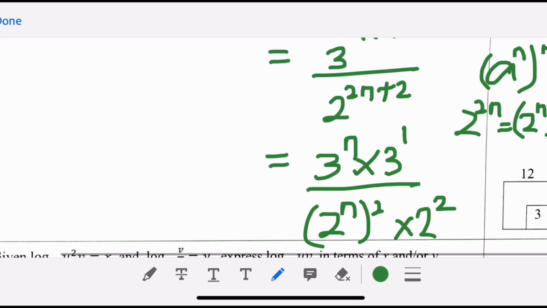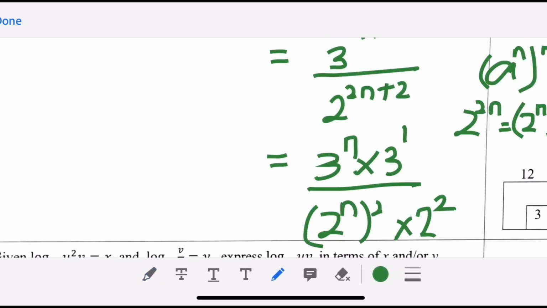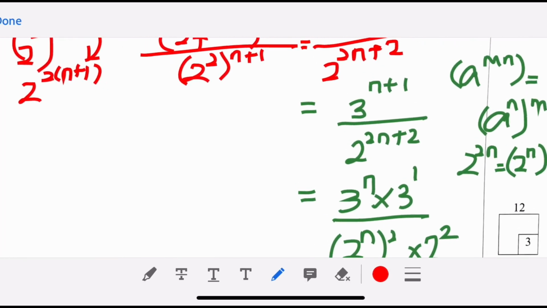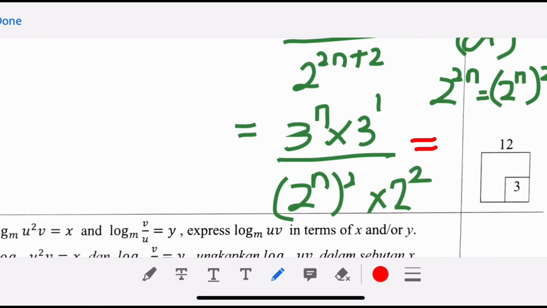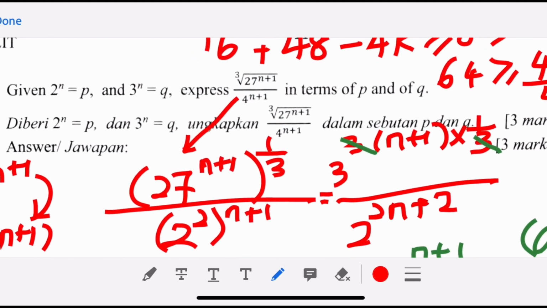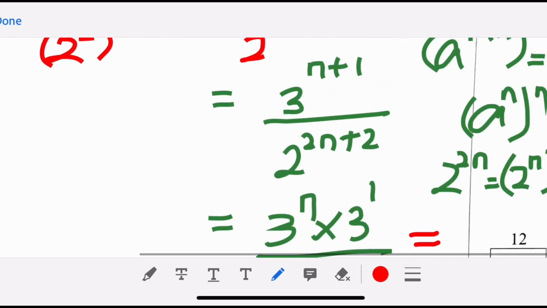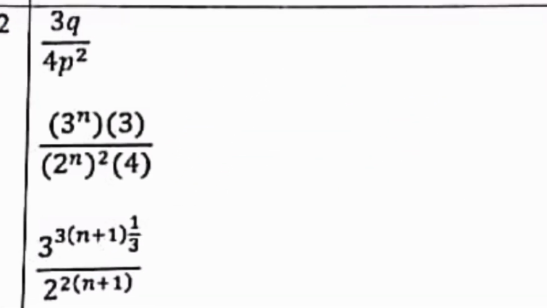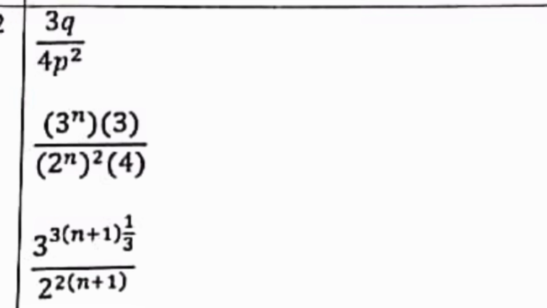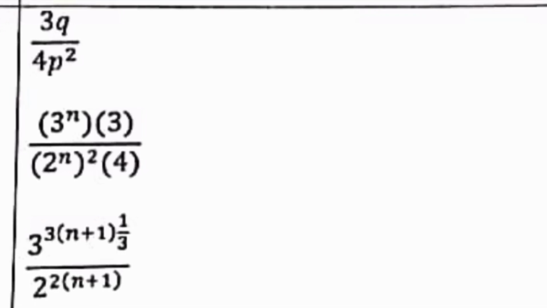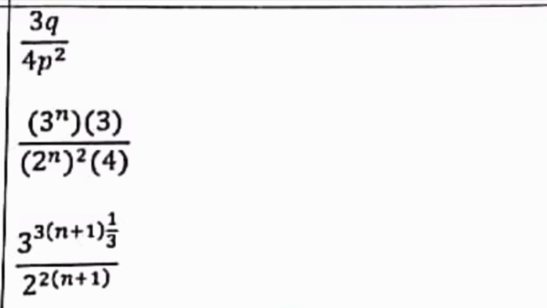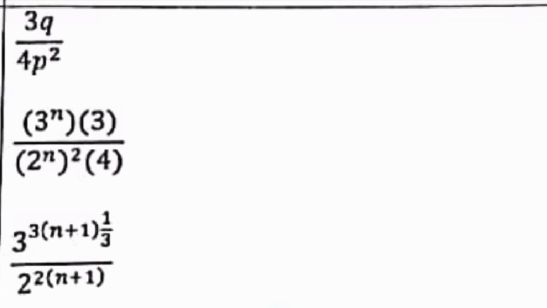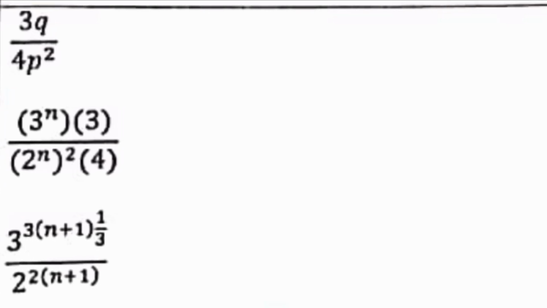Now we are applying the indices law in the reverse way. So now you can substitute the 3 power n as q. Alright, so we have 3q. So you look at the question, 3 power n is q. So now you can substitute 3 power n equal to q, and then 2 power n as p. So you will get the answer as shown in the answer scheme.